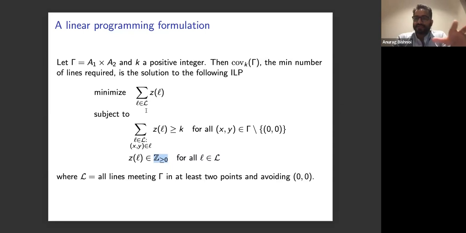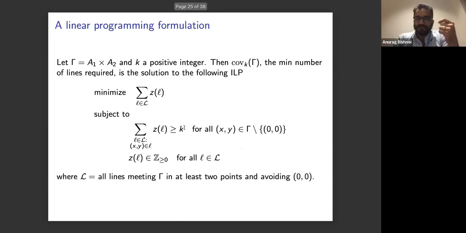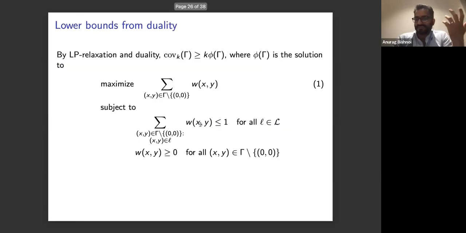Okay, so that's the main idea we use. You can do it computationally if you want, but theoretically also you can use this linear programming approach. And so by LP relaxation and using the duality of linear programming, what we can show is that the covering number is always at least k times the solution of the following dual linear program. So in the original linear program, your constraints were with respect to these points of the grid, and those become variables now, and the lines will become your constraints.